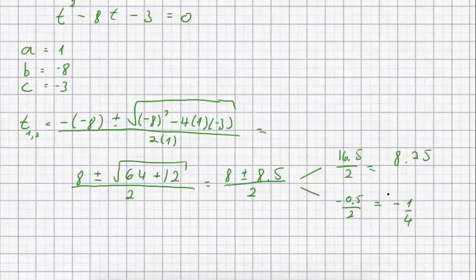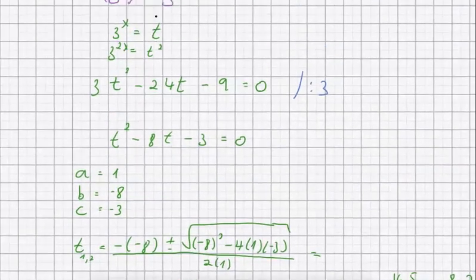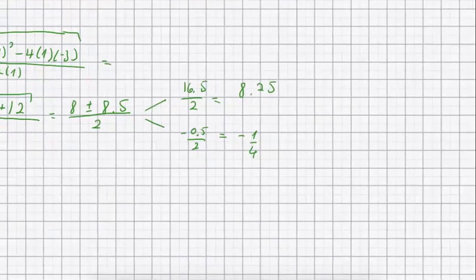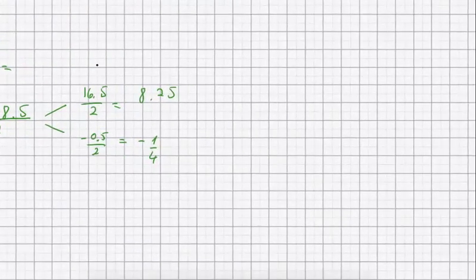Okay. But this is the t. This is not the x. So now we need to go to each and every one and do 3 to the power of x equals 8.25, sorry, and 3 to the power of x equals minus 1/4. Now, I'm sure there is some mistake here, so I will look for it.